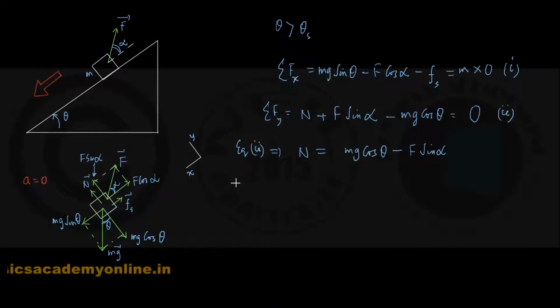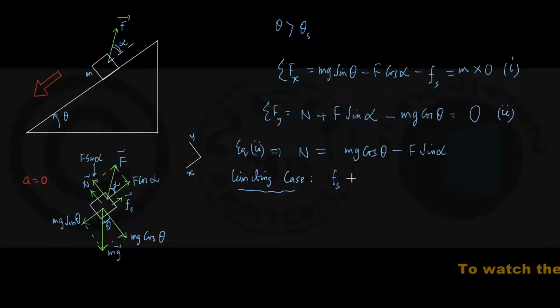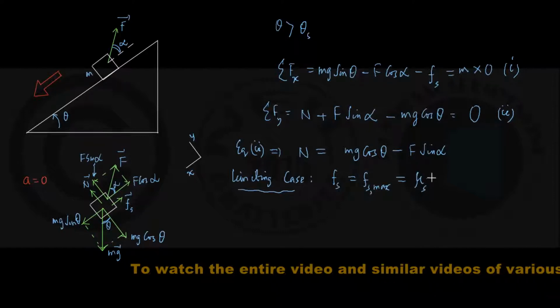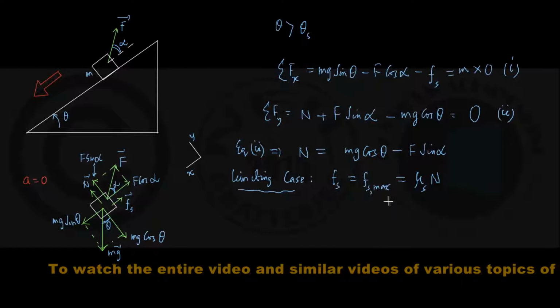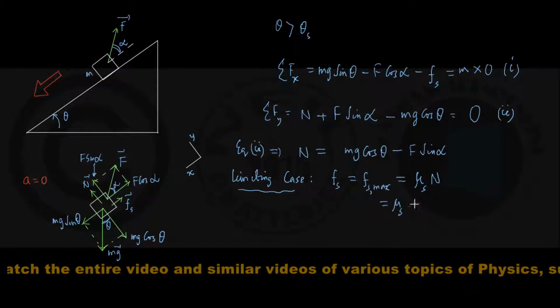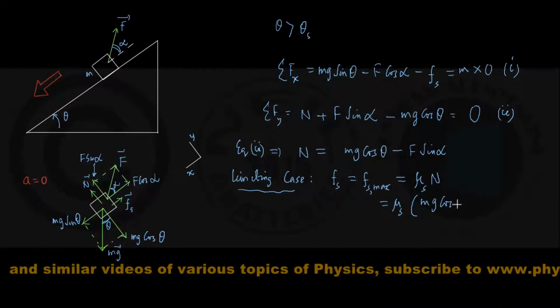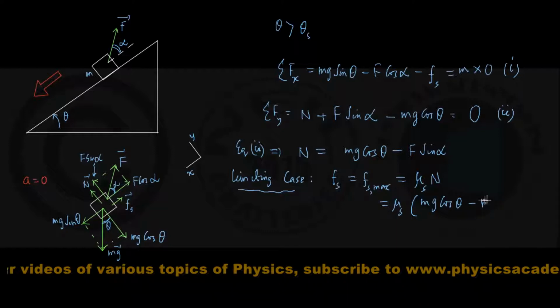and in the limiting case, this is the limiting case here, when the block is just about to slide down, in that case the static frictional force becomes equal to the limiting frictional force, that is Fs max, which by the law of static friction is given by coefficient of static friction mu s into the normal force, and that is coming out to be mu s times the value of N just now obtained, that is mg cos theta minus F sin alpha.